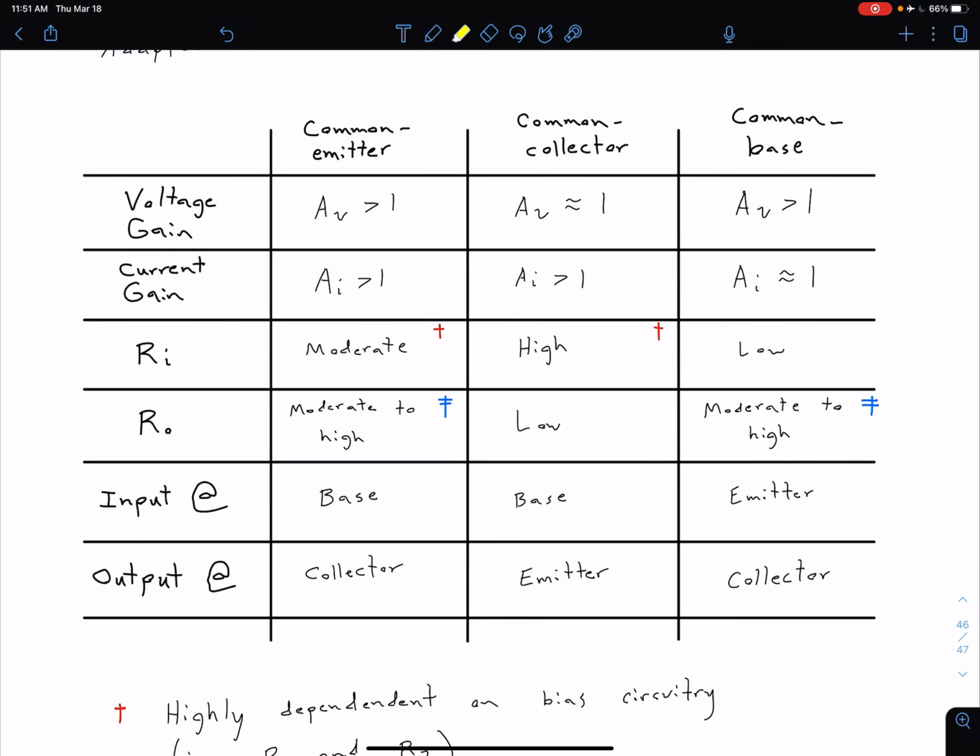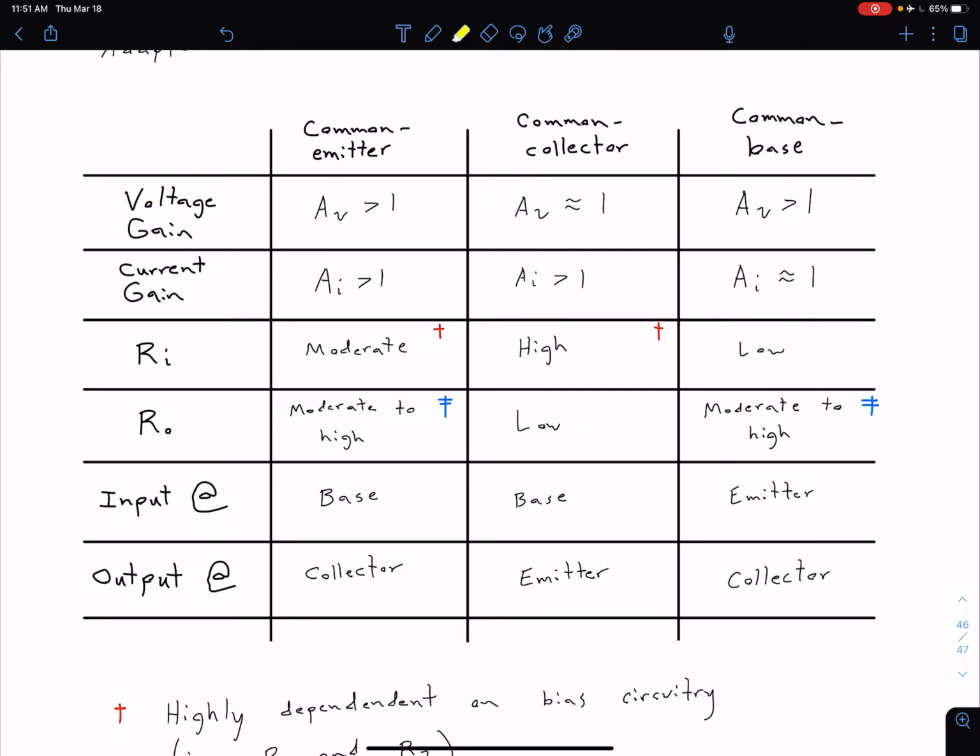So as you can see, we have our three basic types. We have our common emitter in the first column, our common collector, also known as our emitter follower, and then our common base in the third column. Some key things that we're looking at here are voltage gain, current gain, input resistance, output resistance, where the input is at, and where the output is at.